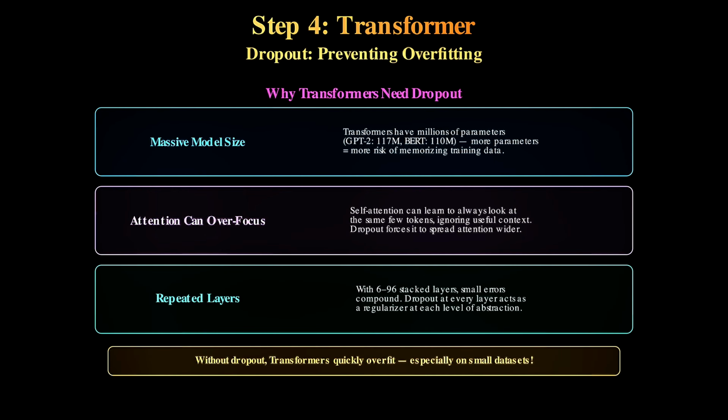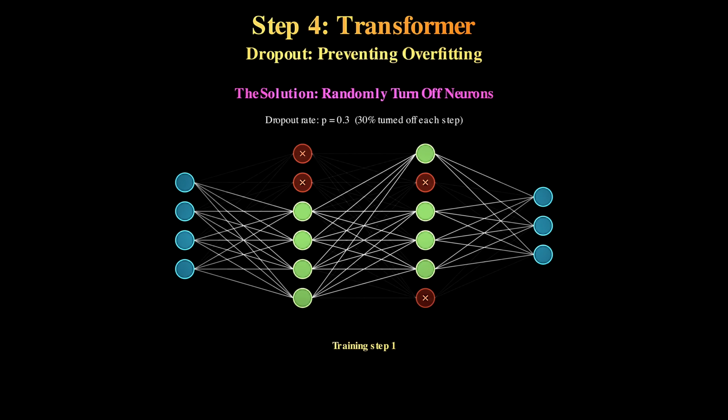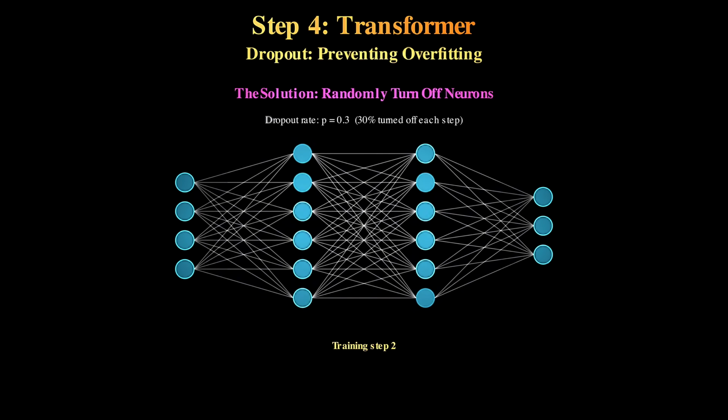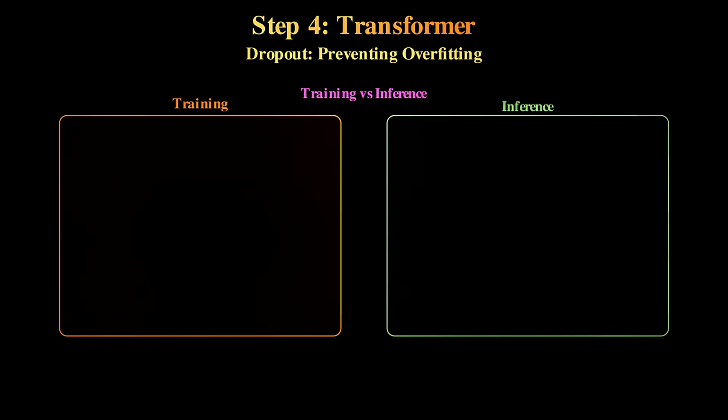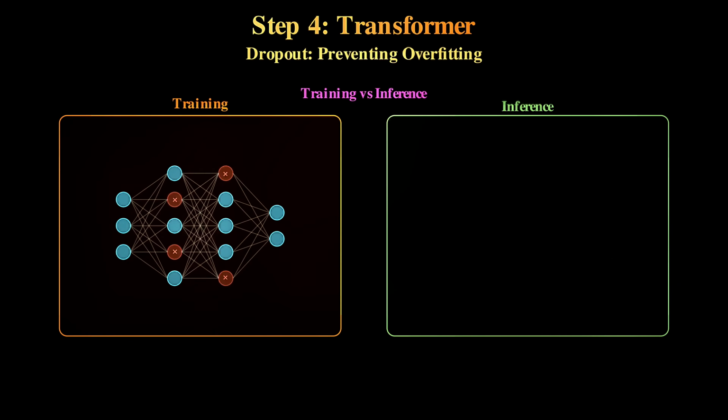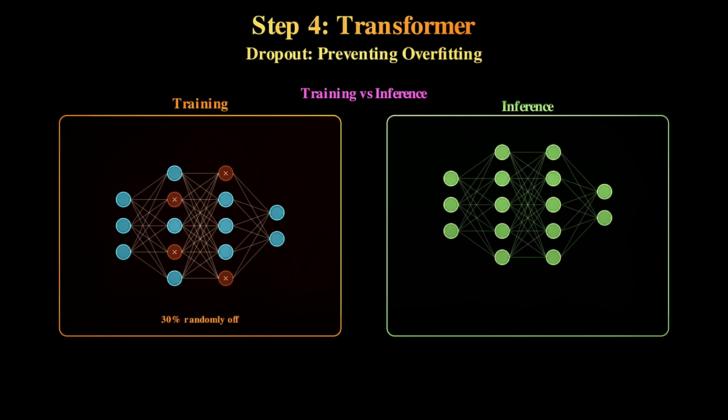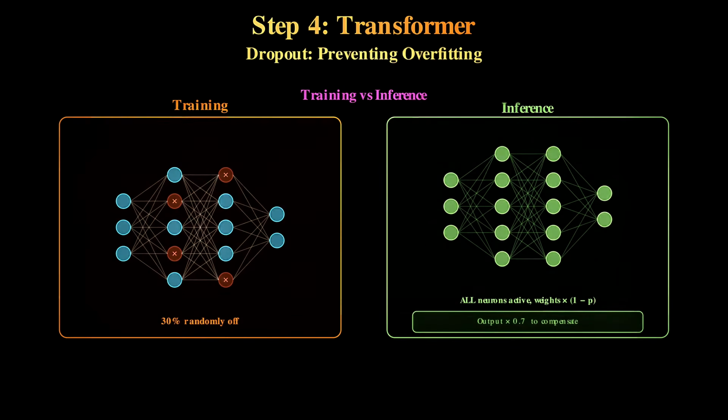During training, randomly turn off a percentage of neurons, typically 10 to 30%. Each training step drops different neurons. This forces the network to be robust. No single neuron can dominate. The model learns distributed, redundant representations. During inference, when the model is actually answering your questions, all neurons are active, but their outputs are scaled down to compensate for the ones that were dropped during training.